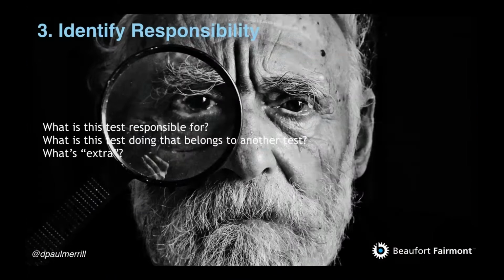Secret number 3, identify responsibility. I don't know who this guy is. He reminds me of someone on a commercial for a beer. I forget which one it was. Wish I could remember that. So anyway, but what a wonderful picture, right?